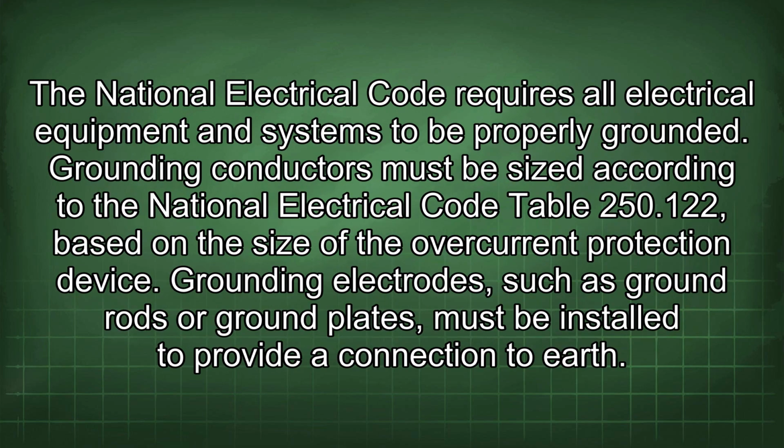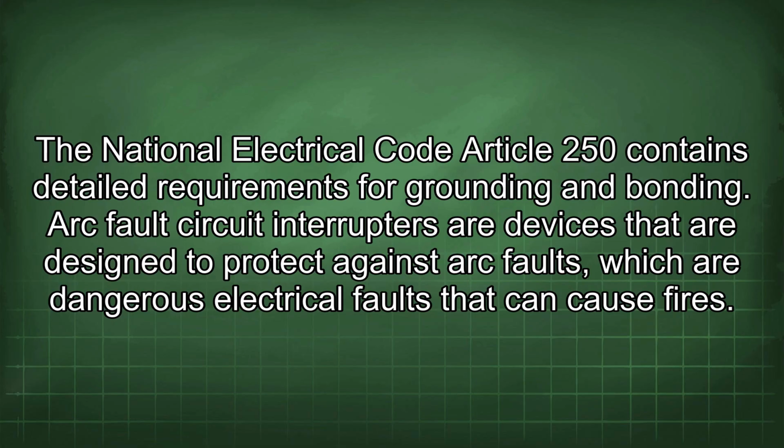The National Electrical Code requires all electrical equipment and systems to be properly grounded. Grounding conductors must be sized according to the National Electrical Code Table 250.122, based on the size of the overcurrent protection device. Grounding electrodes, such as ground rods or ground plates, must be installed to provide a connection to earth. The National Electrical Code Article 250 contains detailed requirements for grounding and bonding.